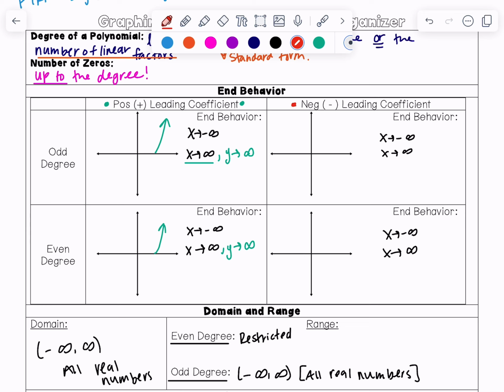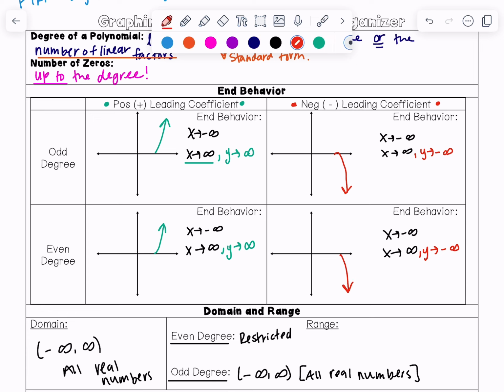We can have the converse with a negative leading coefficient. Once again, leading coefficient impacts the right-hand side. And here, if it's negative, it just means that our y is going to go down, towards negative infinity. Notice for each of these, I put it where x goes to infinity. Once again, that's just stating the right-hand side. If it's positive, that means the right-hand side is going to go up. If it's negative, that means the right-hand side is going to go down.